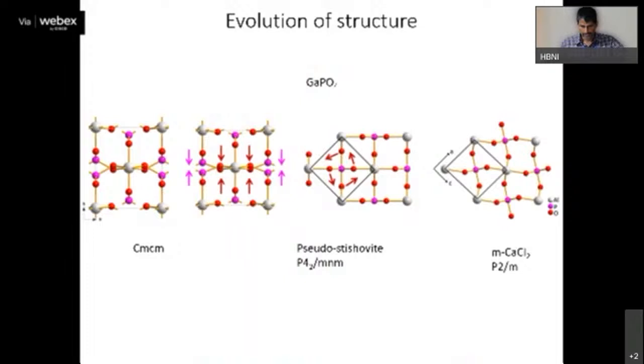Again, these are various snapshots from those simulations and the movement of various atoms, so that one can explain the transition mechanism. But I'm not going into the detail of this transition mechanism.